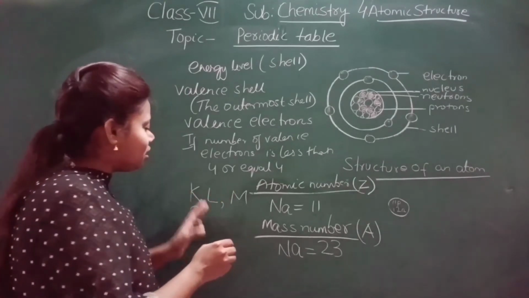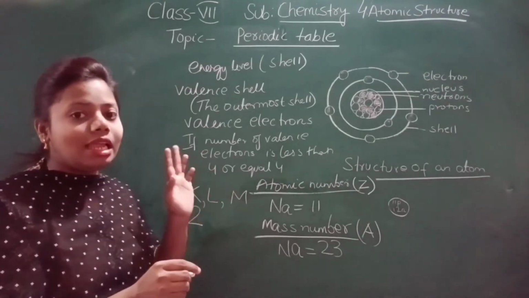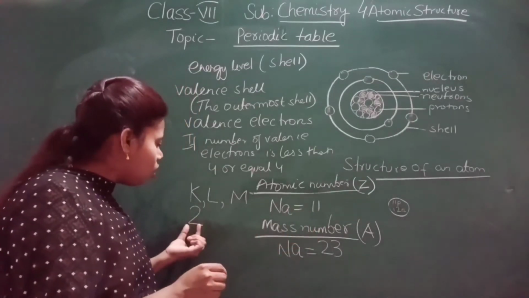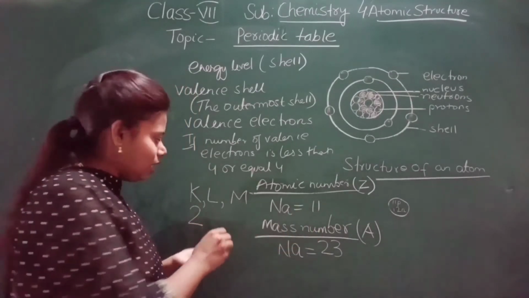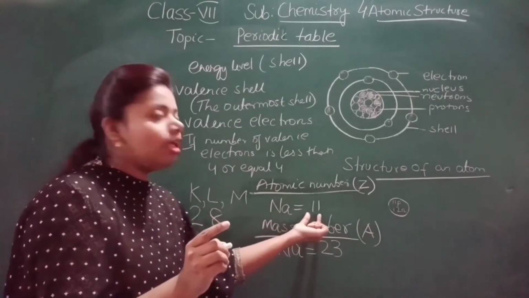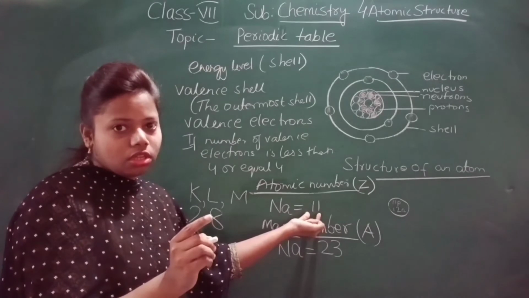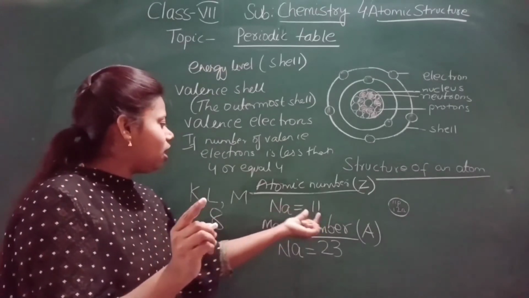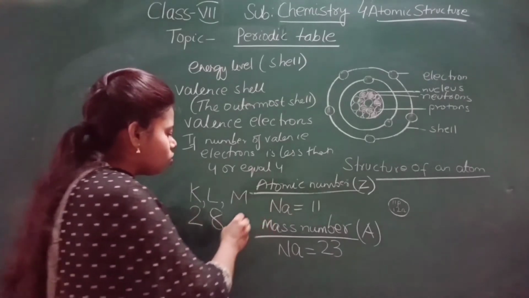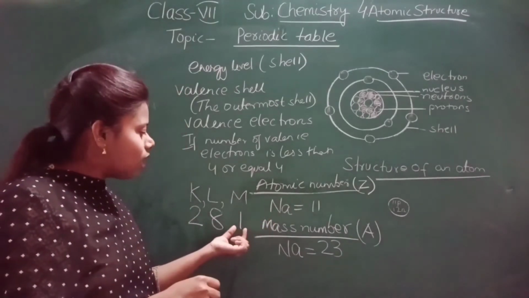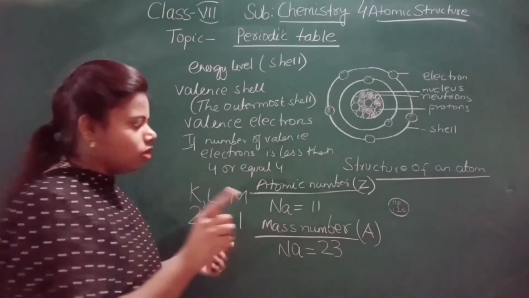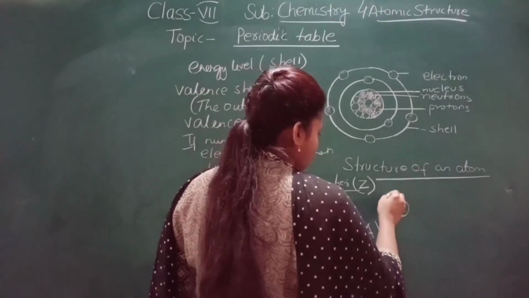In the second shell, how many electrons should be there? 8 electrons. So here we have 11: 2, then 8. 2 plus 8 is 10. But the number of electrons is 11, and here just 10 came, that means 1 is left. So here I will write 1. That means in the outermost shell, the valence shell, there is 1 electron.